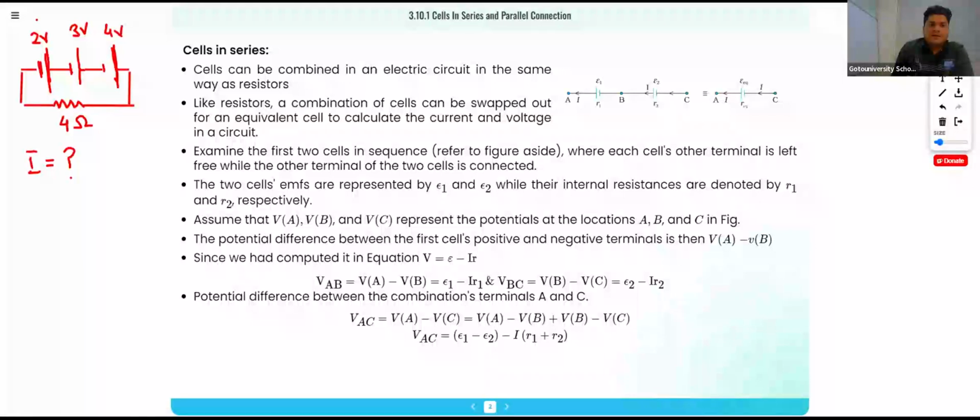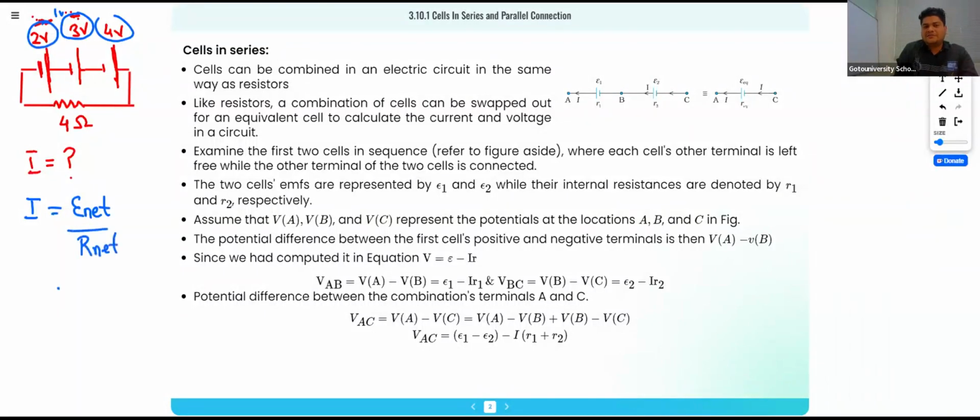See, these two are oppositely connected. That means 3 minus 2, it will be 1. Then that 1 volt and this 4 volt are oppositely connected. That means 4 minus 1 will be how much? It will be 3. So the same formula we'll use. We'll use the formula that I is equal to E net over R net.